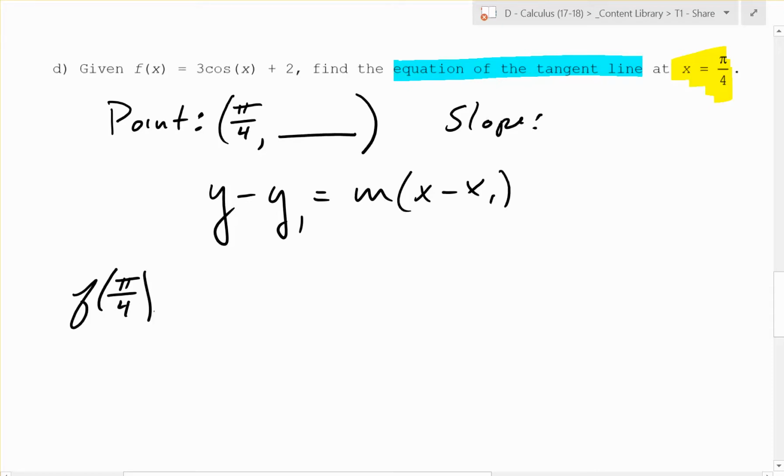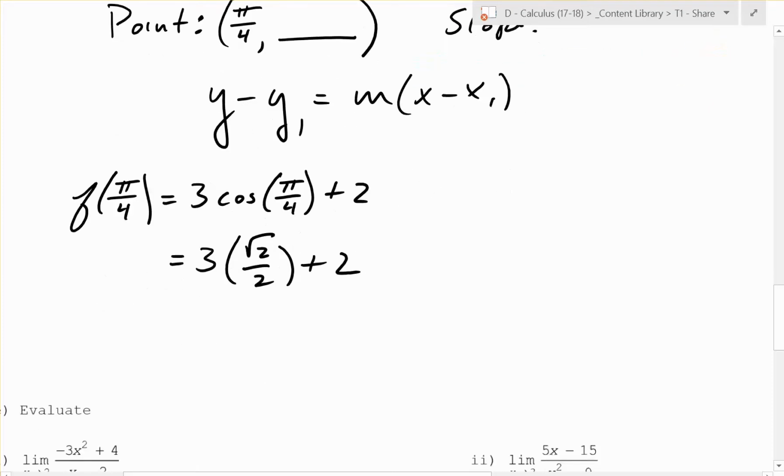And yes, you need to remember basic trig. So it's going to be 3 times cosine of pi over 4 plus 2. What is cosine of pi over 4? You need to remember that that is root 2 over 2. So this is going to be 3 root 2 over 2 plus 2. If you wanted to add this together to get one fraction, you turn this into 4 over 2. So it's going to be 3 root 2 plus 4 all over 2.